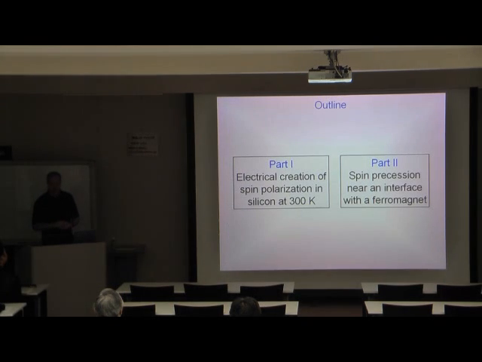So what I'm going to do today is first describe to you a milestone achievement, that is the creation of spin polarization in silicon at room temperature. And I'll describe to you how we do that and what the basic characteristics are. And in the second part of the presentation, I will talk about how the spins in a non-magnetic material behave near an interface with a ferromagnetic material. And it turns out that the spin polarization and the spin dynamics of spins near a ferromagnetic interface are very much influenced by the presence of the ferromagnetic material. So that's the second part. So let's start with creating spin polarization in silicon at room temperature.